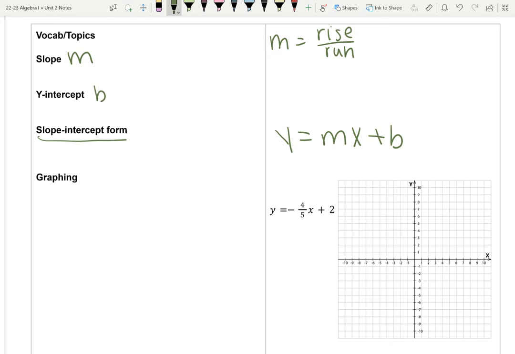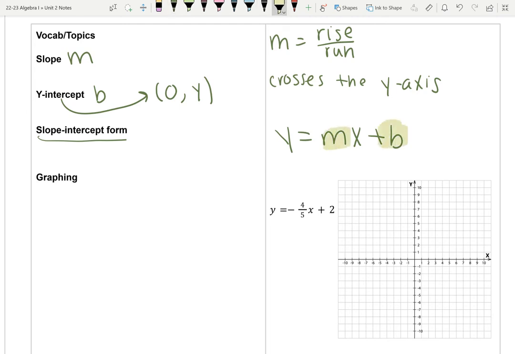And then the y-intercept is b, and we usually write that as a point, so it's going to be (0, b), or (0, y), because it is the y-intercept, so it crosses the y-axis at that point. So in our slope-intercept form, we have our m and we have our b. Again, the m is our slope, and our b is our y-intercept.